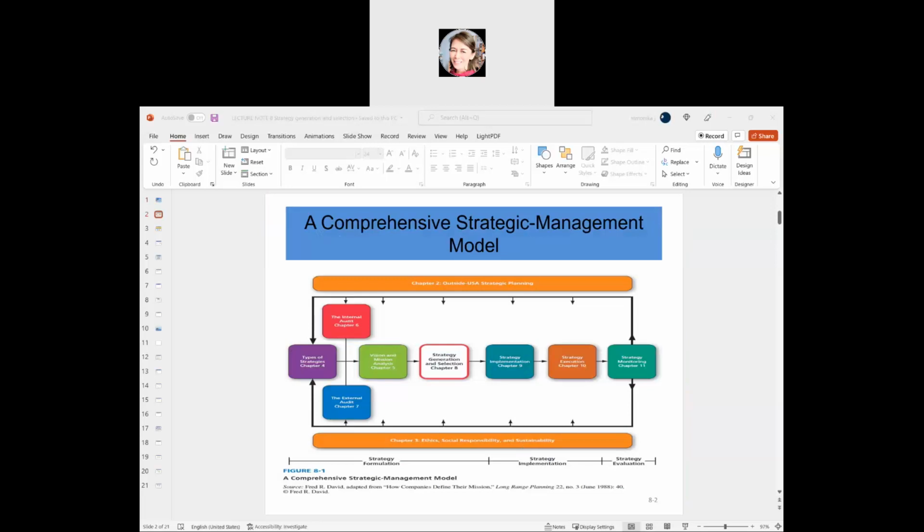This is just to recap. We are right here. We have done our internal audit, chapter 6, external audit, chapter 7, types of strategies, and of course the first one, we have talked about the vision and mission analysis as well. So we are diving into strategy generation and selection today.